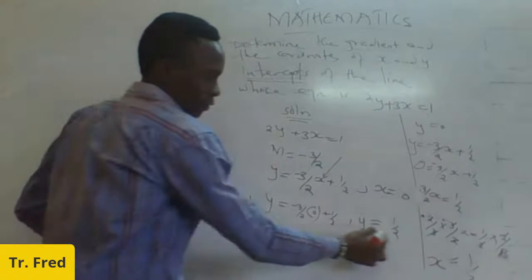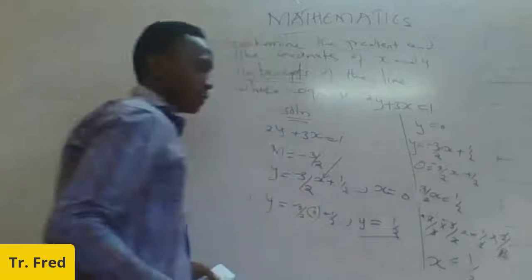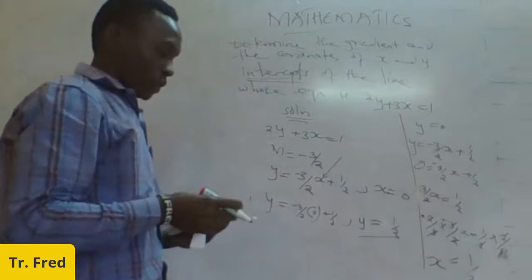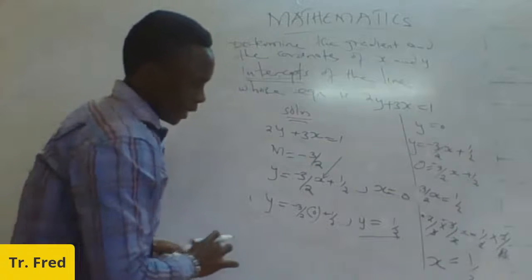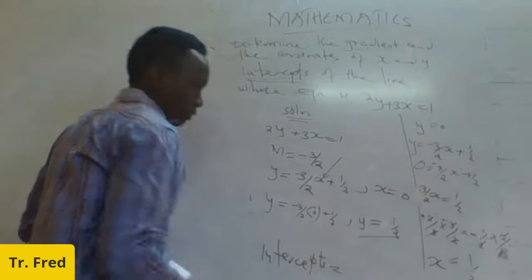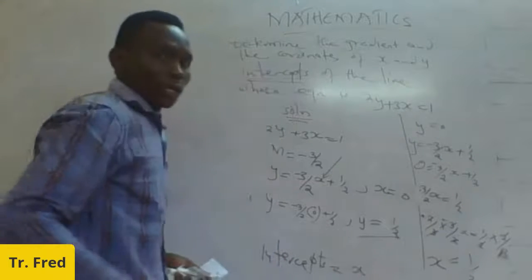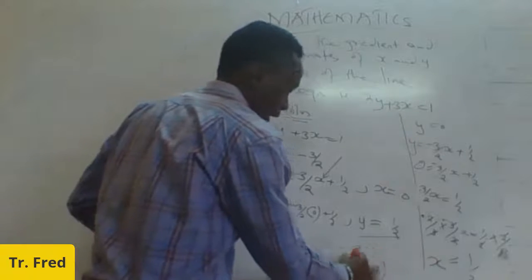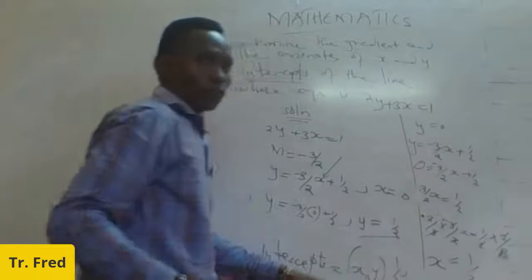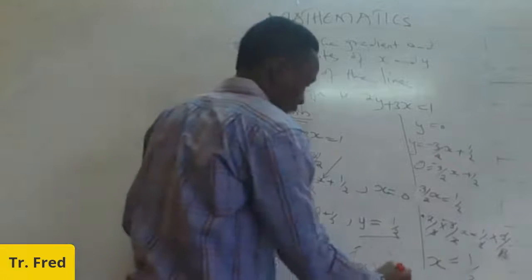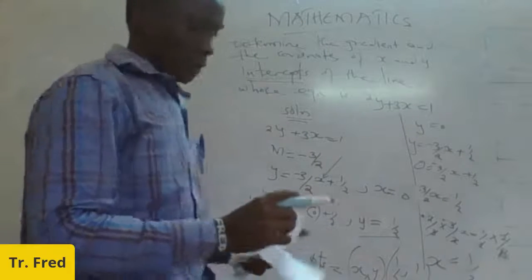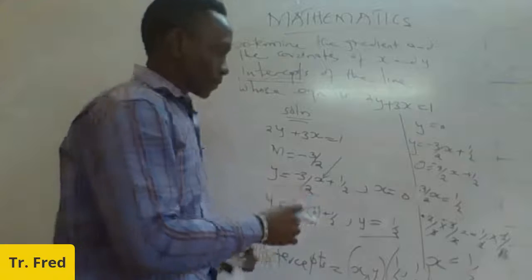So the values of y and x give us the intercepts of the line. The intercepts which we are being asked for will be from the coordinates x and y, and now we have found that the value of x will be a third and the value of y will be a half. Therefore, the intercepts of the line will be a third and a half, x and y respectively.